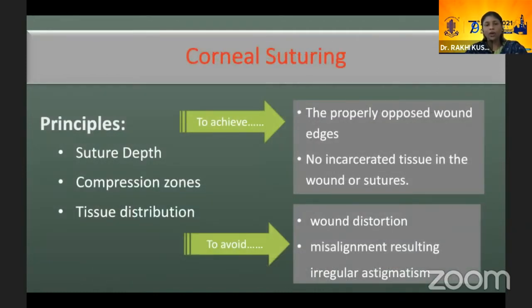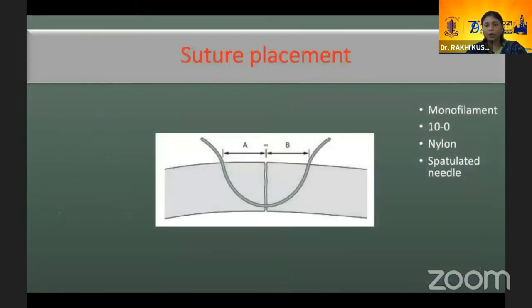Now I would like to draw your attention towards the basic principle of corneal suturing: to achieve properly opposed wound edges without any incarceration of tissues, and to avoid wound distortion or any misalignment of the wound that can result in irregular astigmatism. So first of all, suture placement.